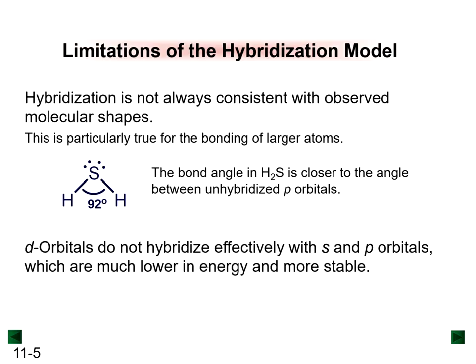Also, in general, d orbitals don't hybridize very effectively with s and p orbitals because of the large energy difference. S and p orbitals are much lower in energy and more stable. But the model, while it does have significant limitations, does lead to some good predictions with respect to electronic structure and helps to give us some insight into what the electronic structure for various shaped molecules will be.